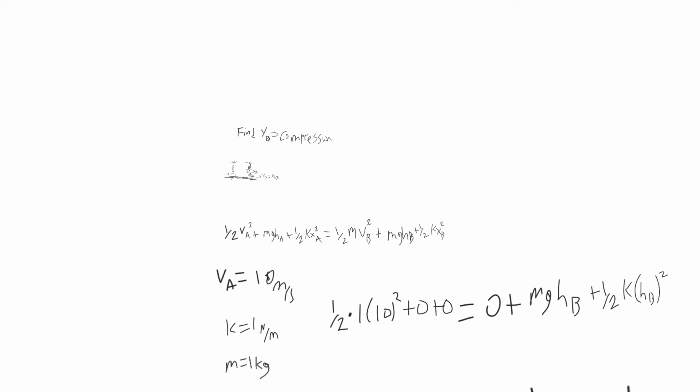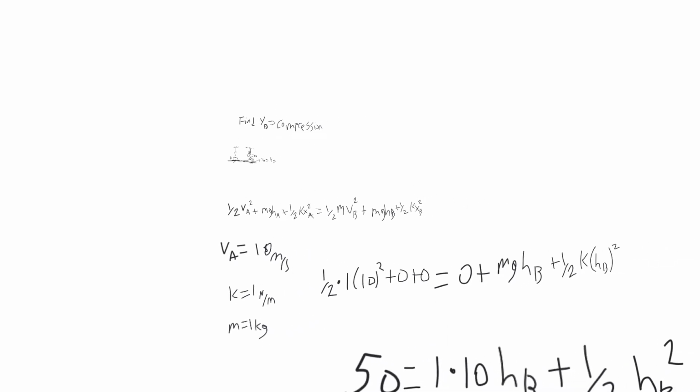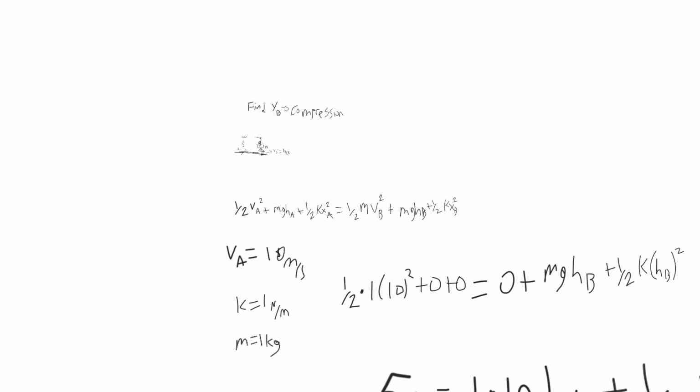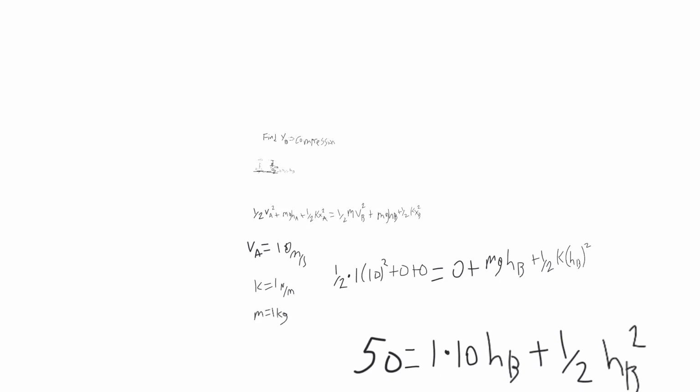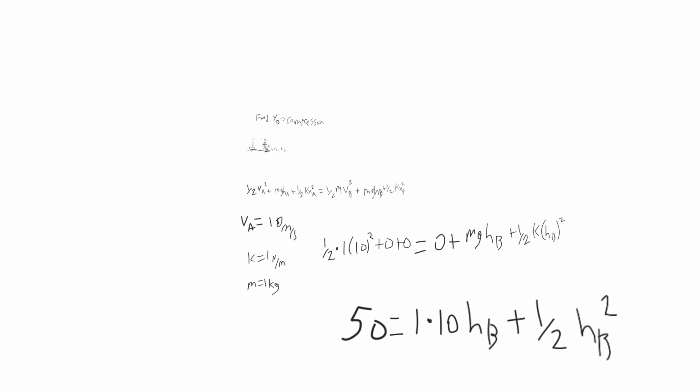But now when we start looking at the problem, we can start to see what is there and what isn't. This is something that was given to us. We have a velocity of A of 10 meters per second, K is 1 N/m, and the mass is 1 kilogram.